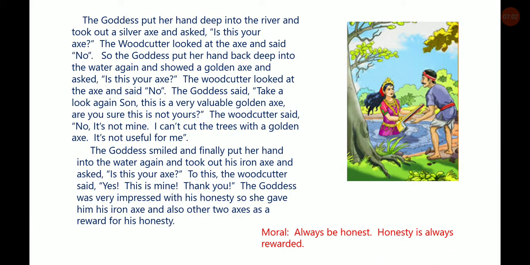The goddess put her hand deep into the river and took out a silver axe and asked, "Is this your axe?" The woodcutter looked at the axe and said, "No." So the goddess put her hand deep into the water again and showed a golden axe and asked, "Is this your axe?" The woodcutter looked at the axe and said, "No." The goddess said, "Take a look again, son. This is a very valuable golden axe. Are you sure this is not yours?"